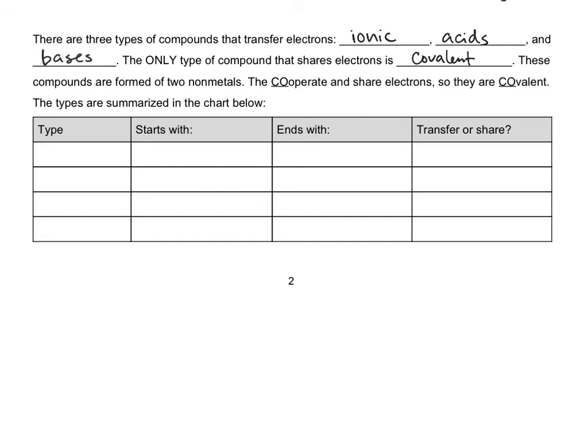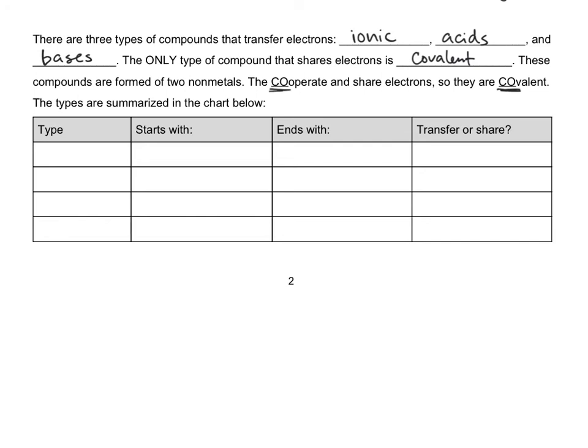The only type of compound that will share electrons is called covalent. Covalent compounds are formed of 2 nonmetals. The way you can remember those is that they cooperate and share electrons, so they are covalent. Cooperate, covalent. And we're going to summarize those down here in this chart. This is not one you can fill in on your own, so don't feel like you need to pause it. I'm just going to show you how they work.